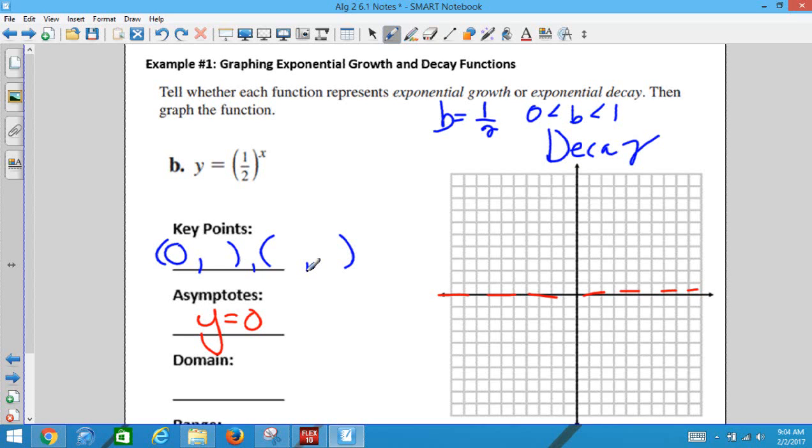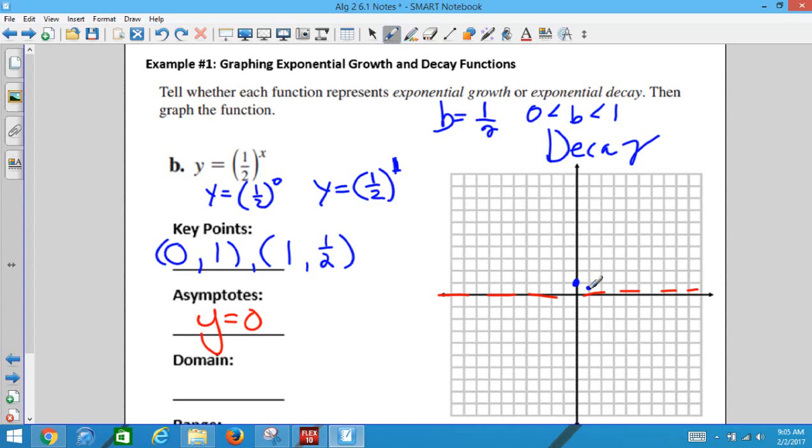We get y equals 1/2 to the 0 power. What's anything to the 0 power? 1. Then we plug in y equals 1/2 to the, what's the other number we need to plug in for x? 1. So you plug in 0, then you plug in 1. 1/2 to the first is half. So I'm going to graph those. 0, 1, and then 1, 1/2. You see it's getting lower?